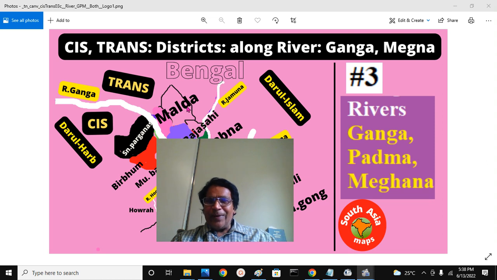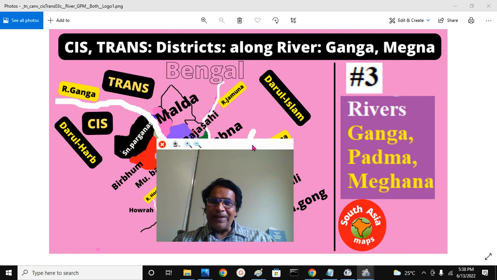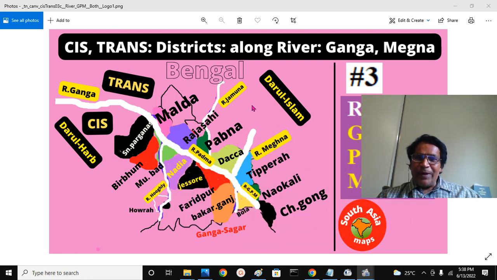We are continuing our discussion regarding cis districts and trans districts along the rivers in India. Today's topic of discussion is Cis-Trans, meaning both districts. The demarcation point is the Ganga River, Padma River, and Meghna River. For simplicity's sake I use GPM, Ganga Padma Meghna. Previously I discussed the cis districts along the GPM and the trans districts.